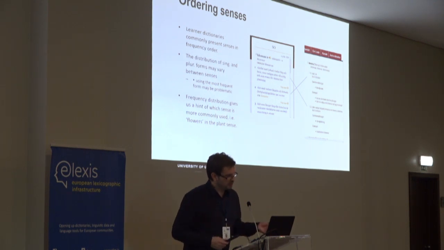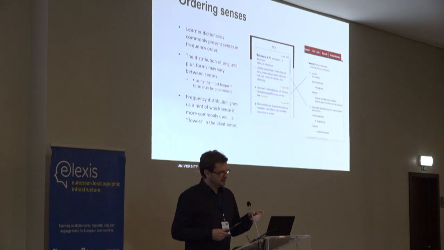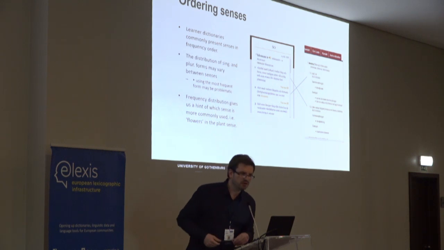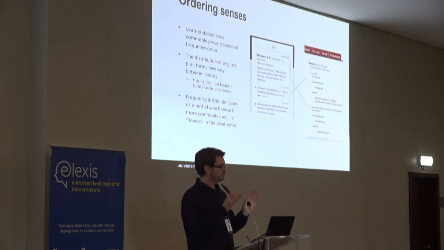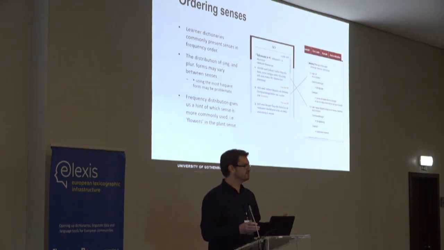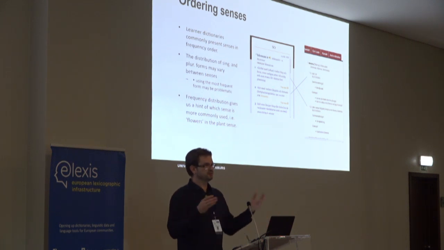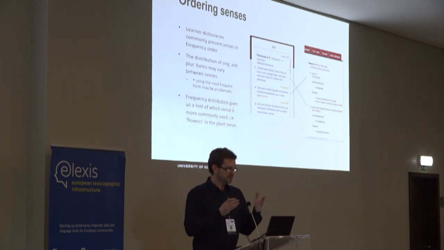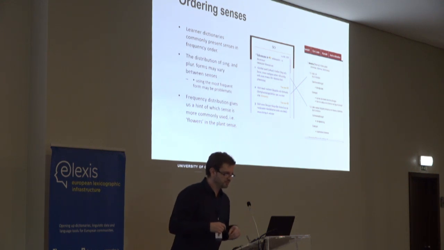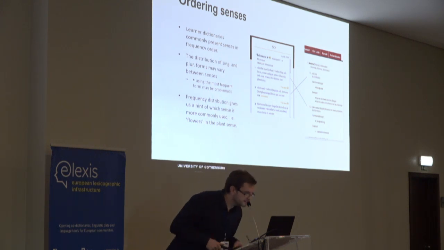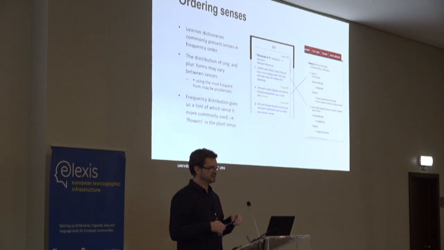And returning to blomma, or flower, again, comparing SO and Lexin, we see that the sense order in blomma in SO is first the colorful part of the plant, and the second sense is the plant itself. That's probably an etymological ordering of senses. But in the Learner's Dictionary to the right, you find that the plant is the first sense and the colorful part of the plant is the second sense.